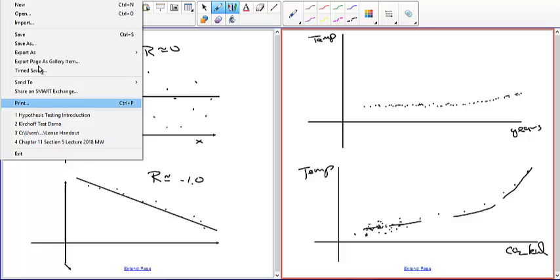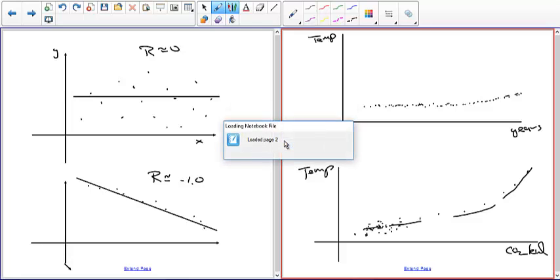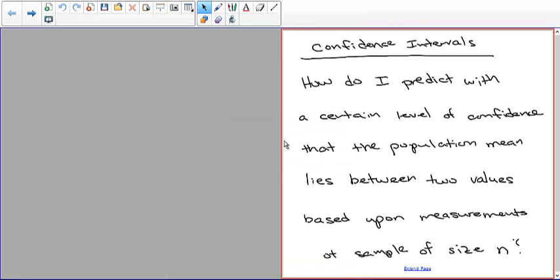So we started to talk about this, but I went back and made a new presentation, so I think this is probably better than it was the other day. I didn't get too far. The next thing we're going to talk about is estimation. And the whole idea, as shown on the screen, is how do I predict with a certain level of confidence that the population mean lies between two values based upon measurements of a sample of size n? And that's a question mark. Kind of looks like a funny face, but it's not.